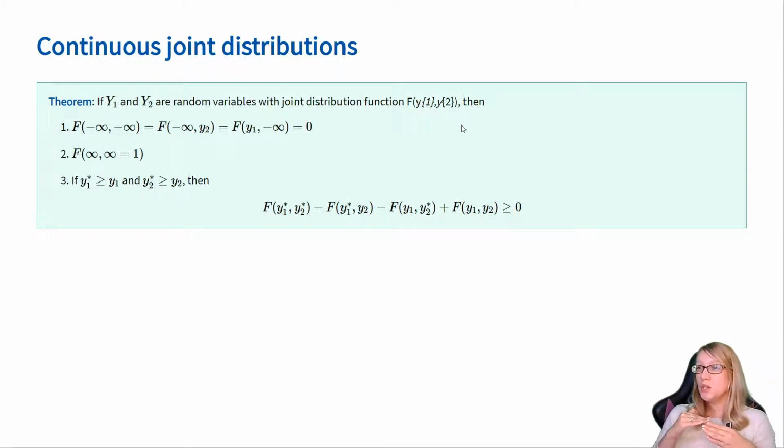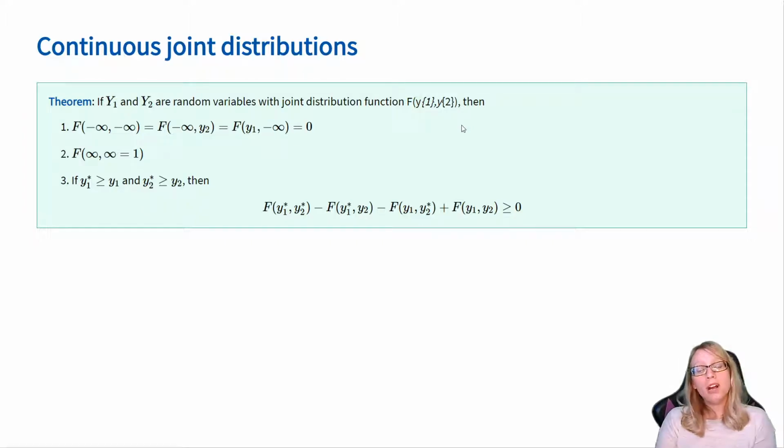Property 2: once we have reached a value above the support of y1 and y2, so for example, the CDF evaluated at infinity, the joint cumulative probability function is then 1. We've accumulated all of the probability.